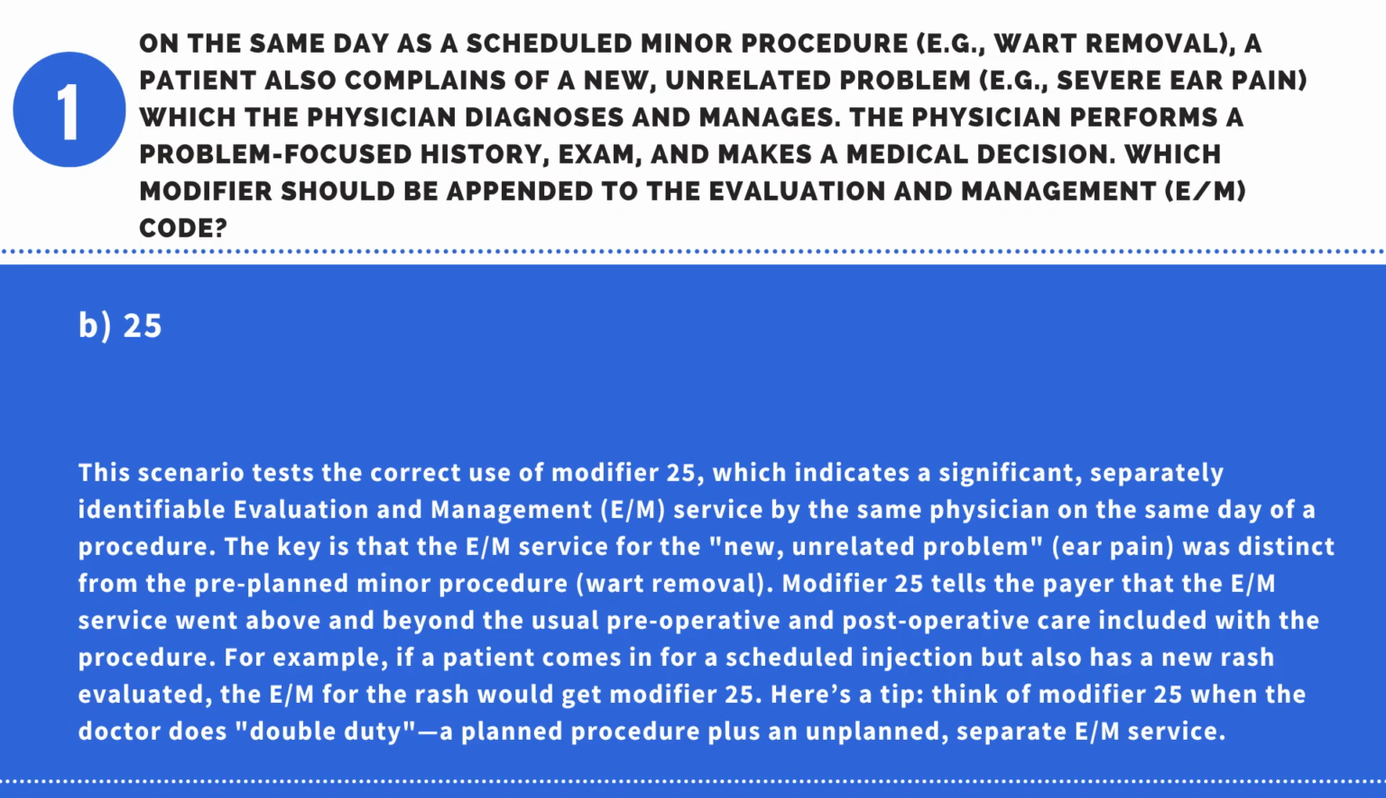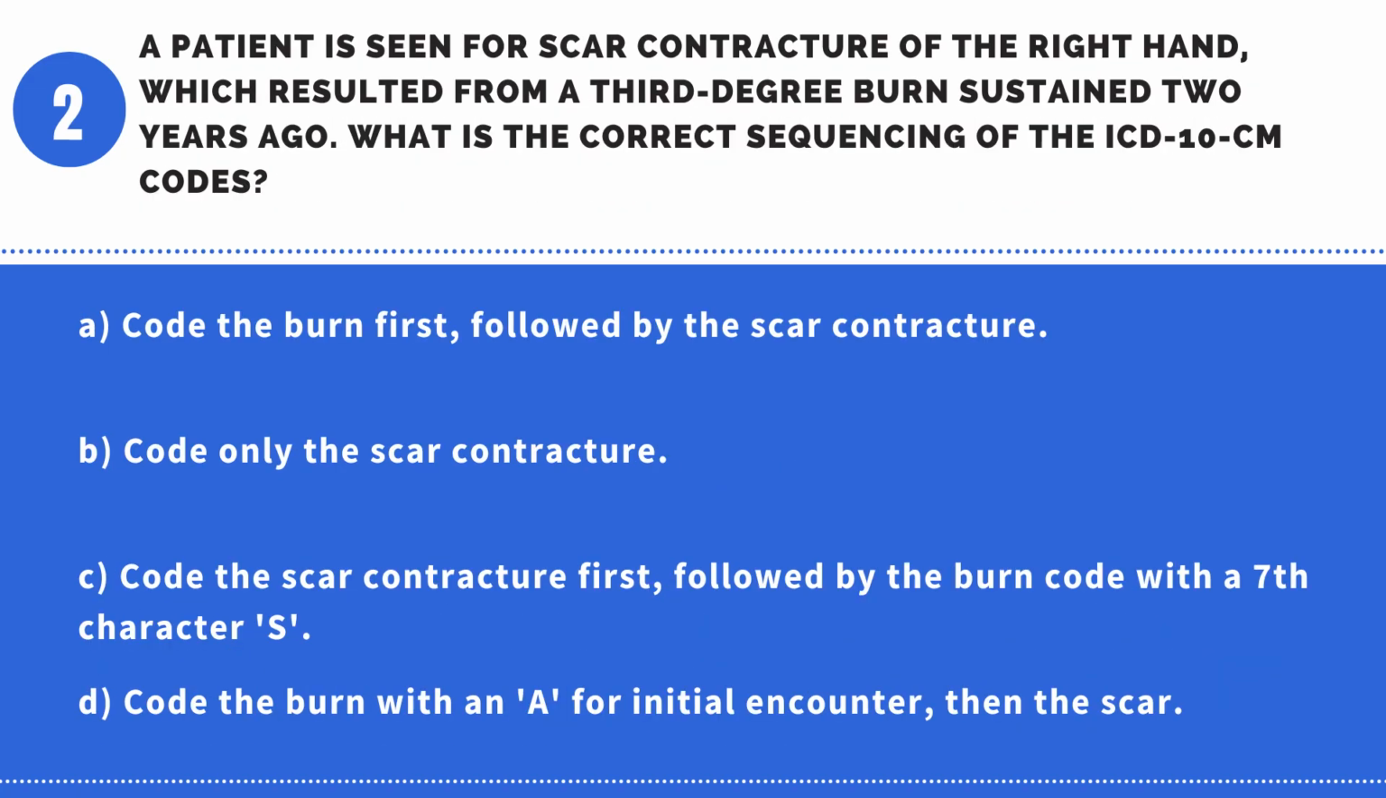Here's a tip: think of modifier 25 when the doctor does double duty, a planned procedure plus an unplanned, separate E/M service. Question 2. A patient is seen for scar contracture of the right hand, which resulted from a third-degree burn sustained 2 years ago. What is the correct sequencing of the ICD-10-CM codes?